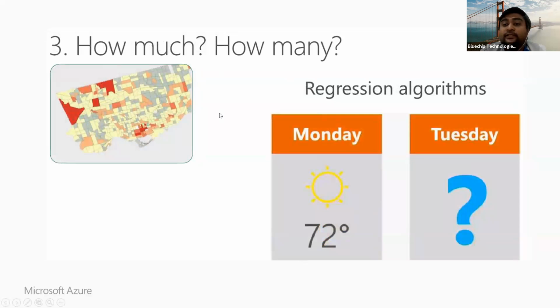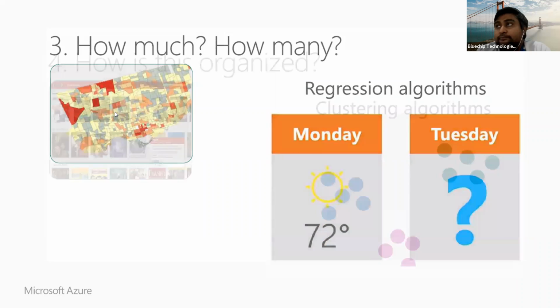Then we can use the next algorithm, which is the regression algorithm. With the regression algorithm, we can predict the exact number: how much, how many. So we can predict a particular number, a particular value, exactly how much or how many.